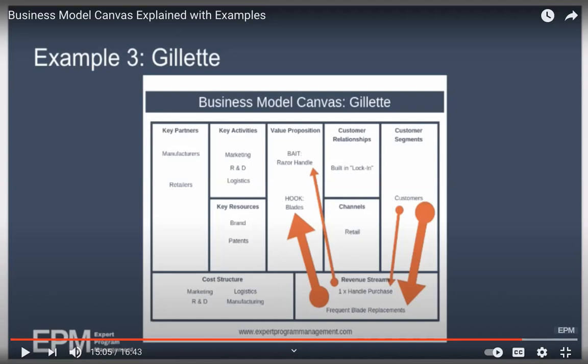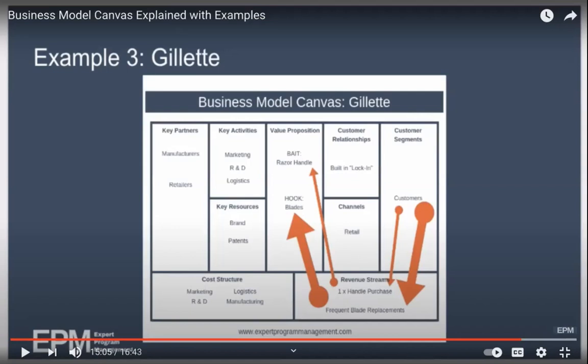Obviously, their key activities include a lot of things related to research and development, and the logistics of either production or outsourcing. And again, this is a large scale company, so it's a little bit different than what we would look at for our small mom and pop businesses. But I think it's very useful.